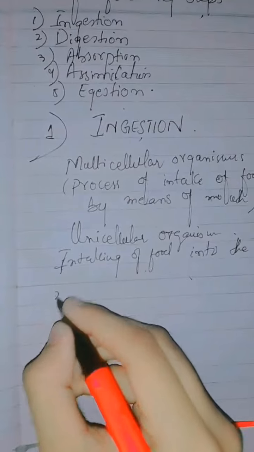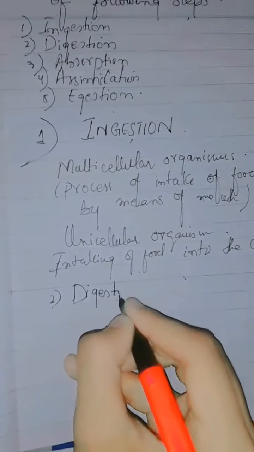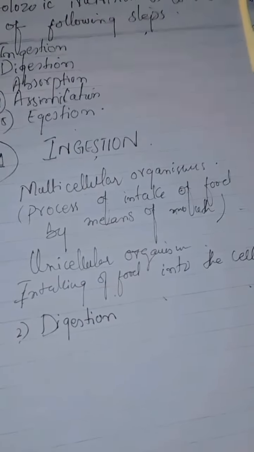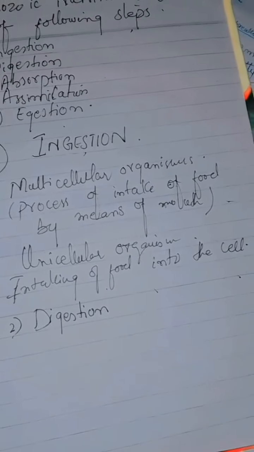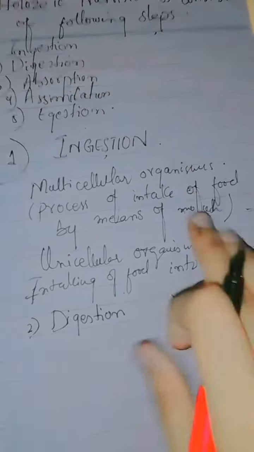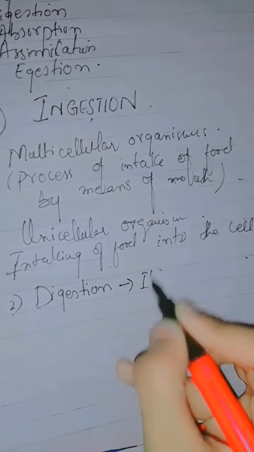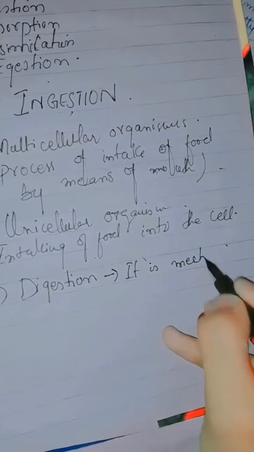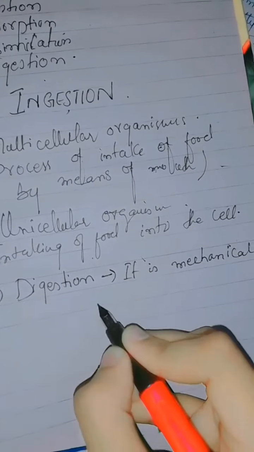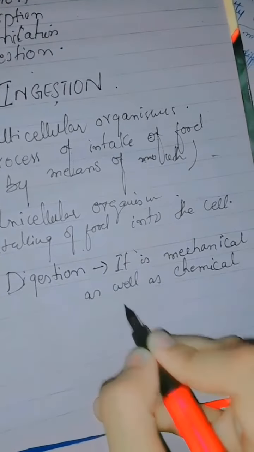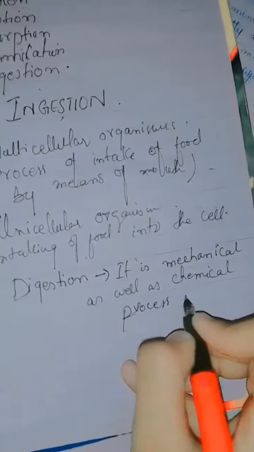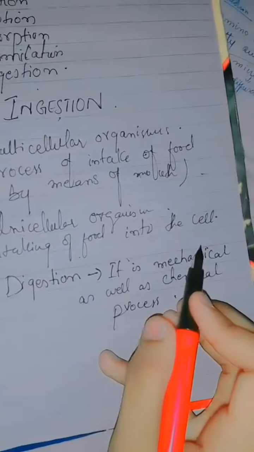If we talk about the digestion process, that is the second step, as we have taken in the food by means of mouth. If we talk about a multicellular living organism, we take in the food by means of mouth. That process is known as ingestion. Now digestion will occur. It is basically a mechanical as well as chemical process. We'll be talking about how it is chemical and mechanical.